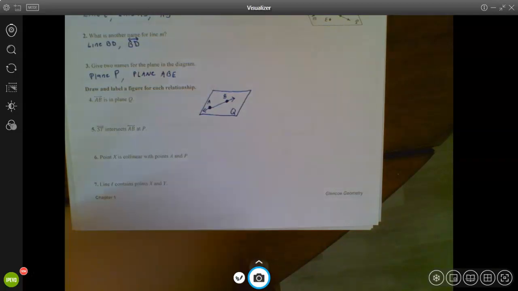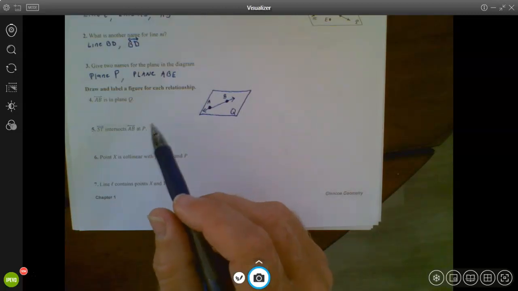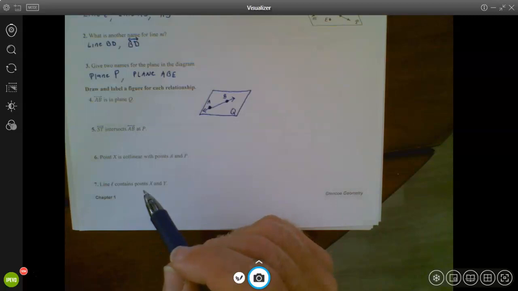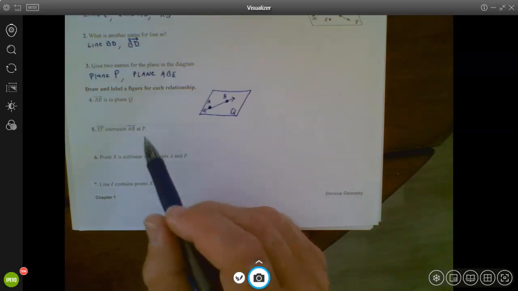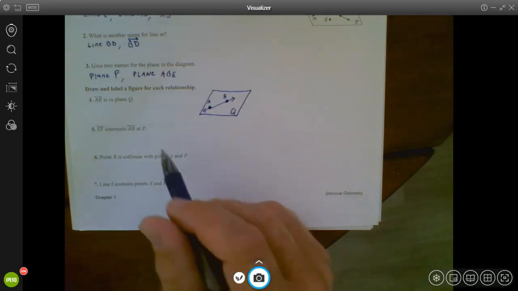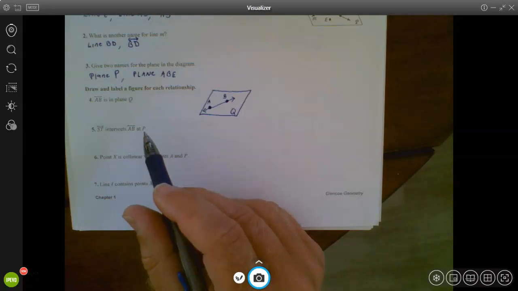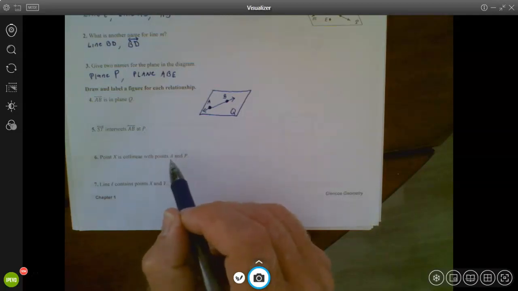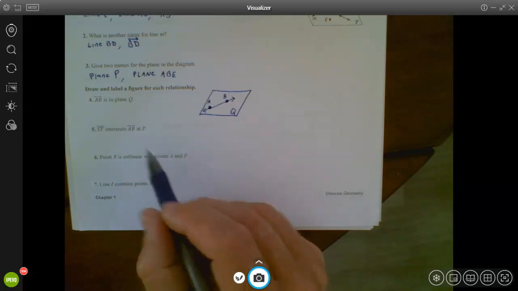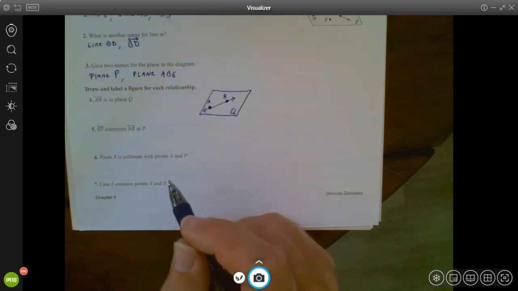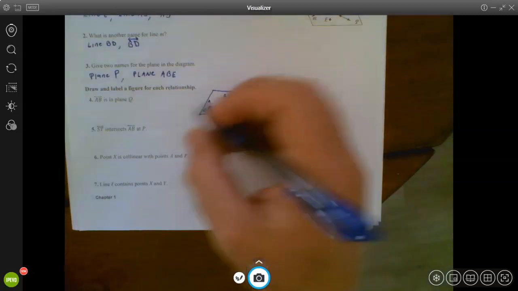So ST intersects line AB at point P. So whenever you see a single letter like this, if it doesn't have a word in front of it or a symbol, then it's automatically a point. It would be nice if they said point P, like they did right here. But if they don't put anything else there and there's no symbol and it's only one letter, we know it's a point. So ST intersects AB.